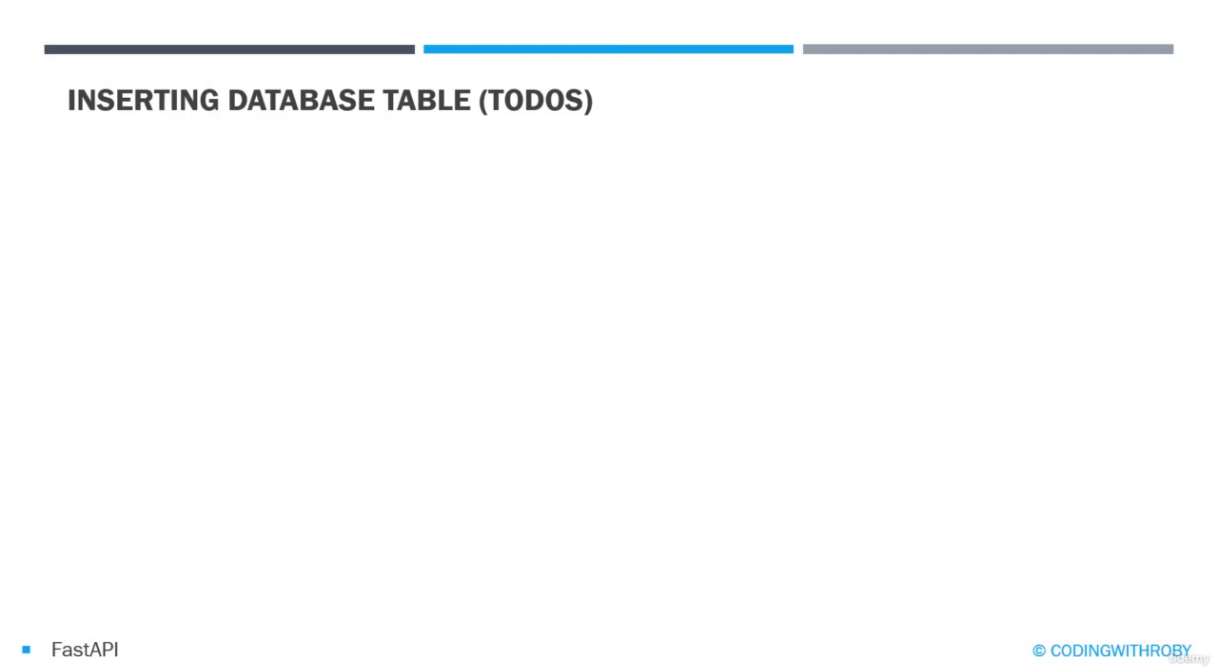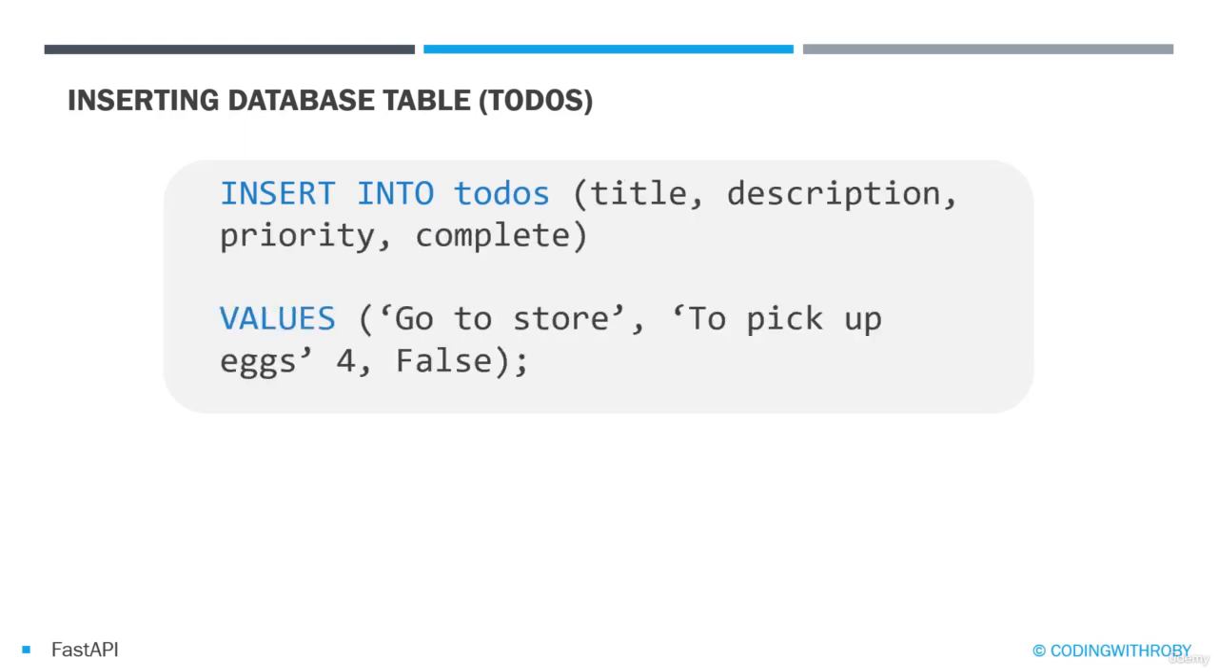So in SQL terms, how do we add data to a to-do? To start, we need to say which fields of the record we want to add to. We can see the SQL command that says insert into to-dos, so insert into the to-dos table a title, a description, priority, and complete. We can see we are not saying ID, and that's because we want the database to handle this automatically for us and to auto increment so we can't accidentally assign the same primary key to two different to-do records. We then want to type values, which is go to store, to pick up eggs, four as a priority, and false for complete.